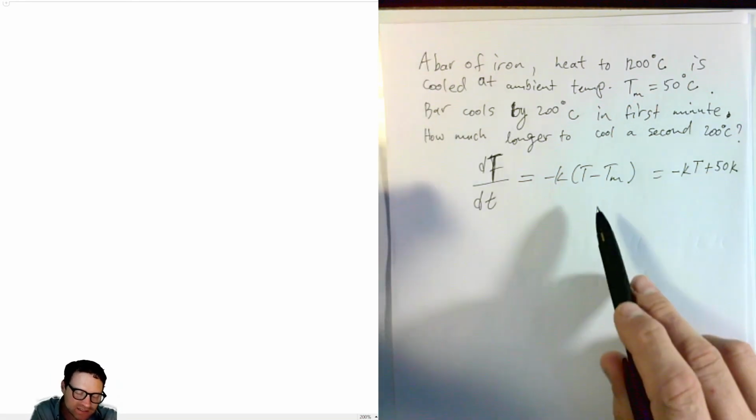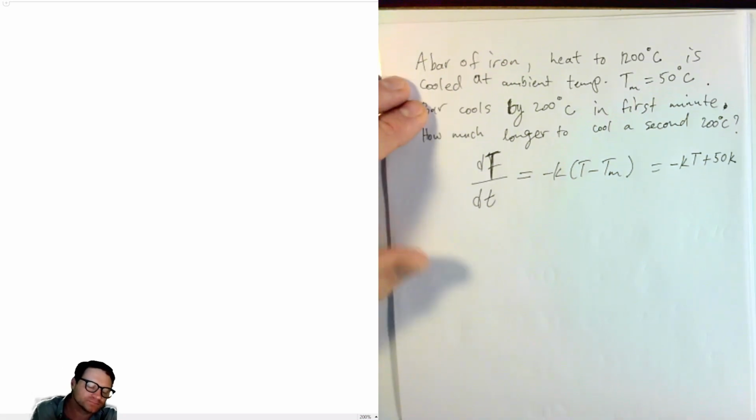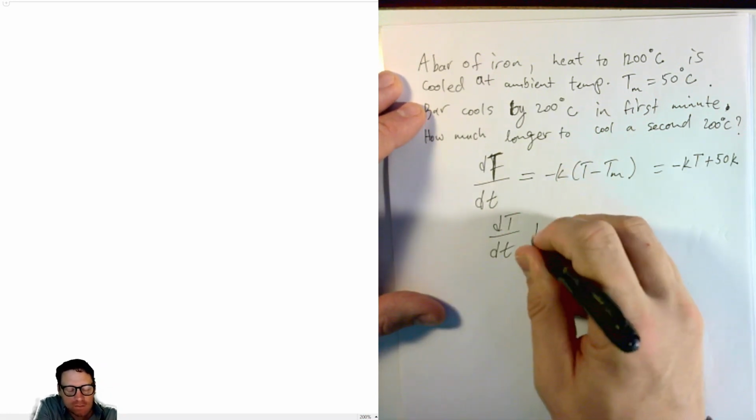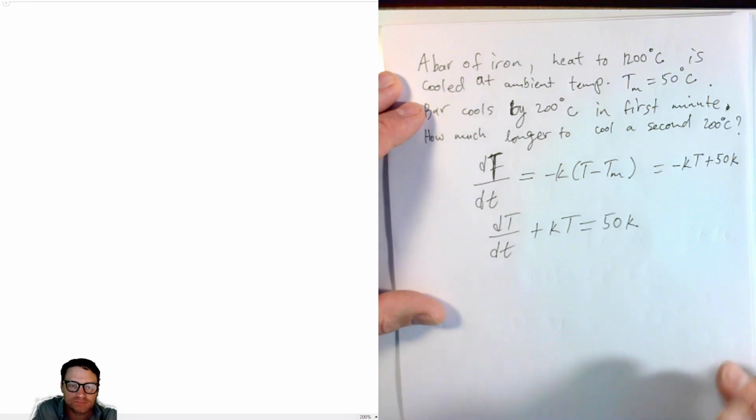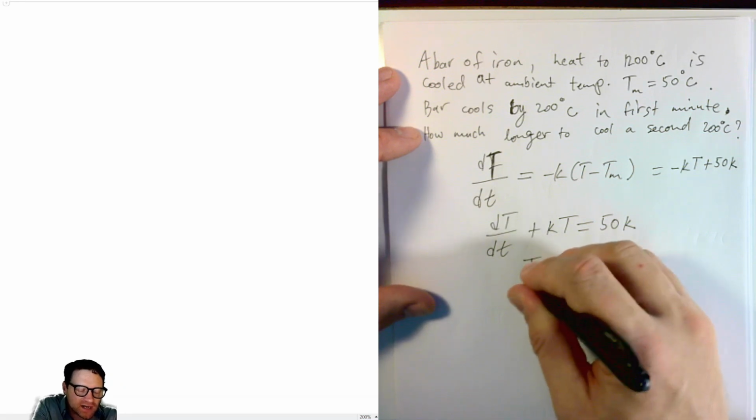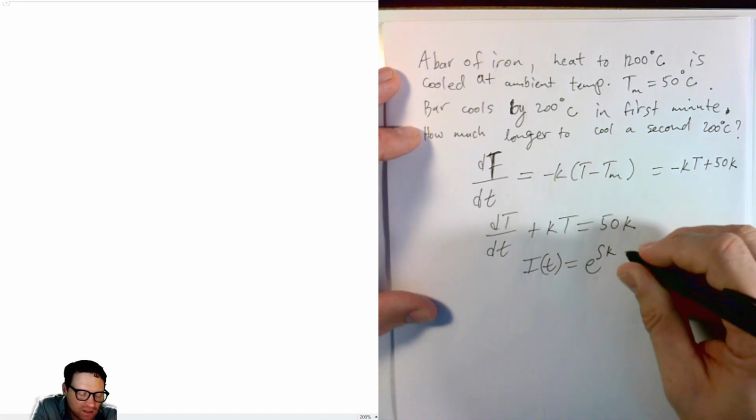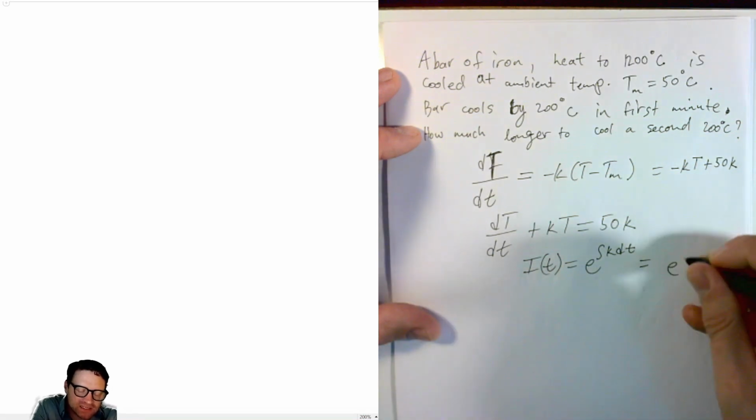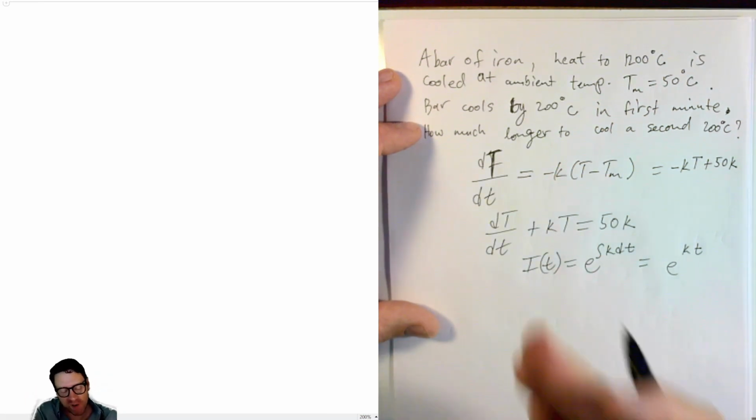All right, now let's write this as a linear equation. In fact, you know what? It's simple to do this as a separable equation because it's also separable, but let's stick with the linear theme. So we'll write dT/dt plus k times T is equal to 50k. Now this equation is linear, it's in the correct form. So our integrating factor as a function of t is e to the integral of k with respect to t. So e to the kt. And this is what we multiply throughout by.